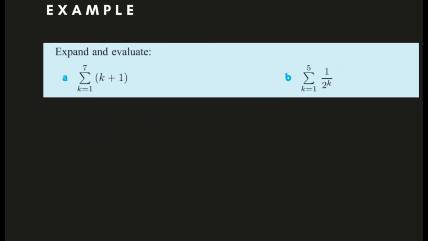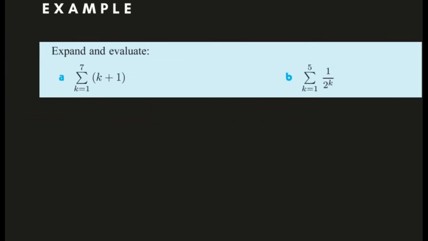Let's take a look at another example. So we'll work it the other way around now. We're given the series in that sigma notation. Let's work out what the numbers are and evaluate what that sum is. So here in part A, we're going to generate the sequence by just imagining k is 1, and then k is 2, and then 3, and so on up to 7. So when k is 1, we're going to have 2. When k is 2, we're going to have 3, and so on. The last term, when k is 7, is going to give us an 8. And then we're just going to add these up.